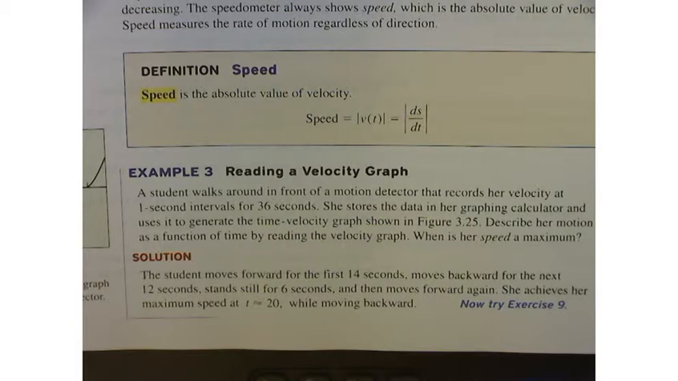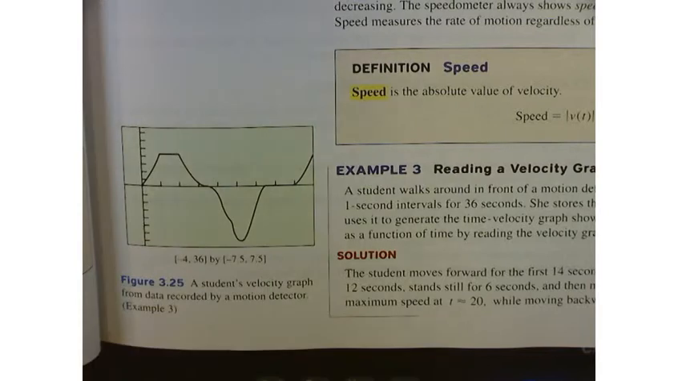So for example number 3, it says a student walks around in front of a motion detector and records her velocity at 1 second intervals for 36 seconds. She stores the data in the graph on her graphing calculator and generates a time velocity graph, shown in figure 2.3. When is her speed at its maximum? So, on the velocity graph, when is her speed at the maximum?